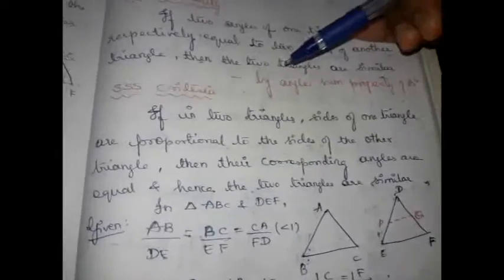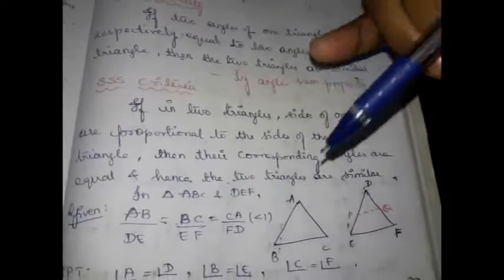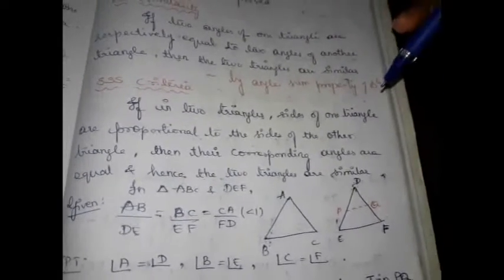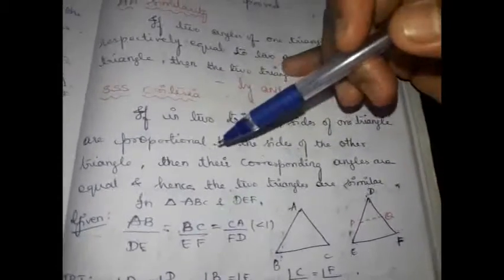Next we have learnt what is the SSS criteria. This criteria says if in two triangles the sides of one triangle are proportional to the sides of the other triangle, then their corresponding angles will automatically become equal and hence the two triangles will become similar. What does the SSS criteria say? The three corresponding sides of two triangles should be in proportion. It is not necessary they should be equal. It is enough if they are in proportion. If they are in proportion, automatically we can say the two triangles are similar, right?